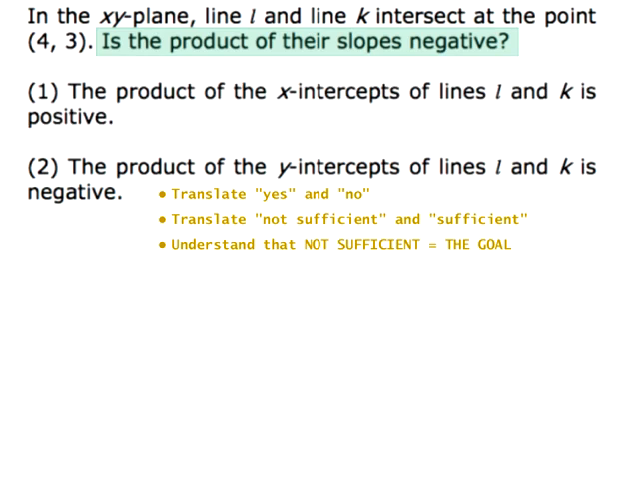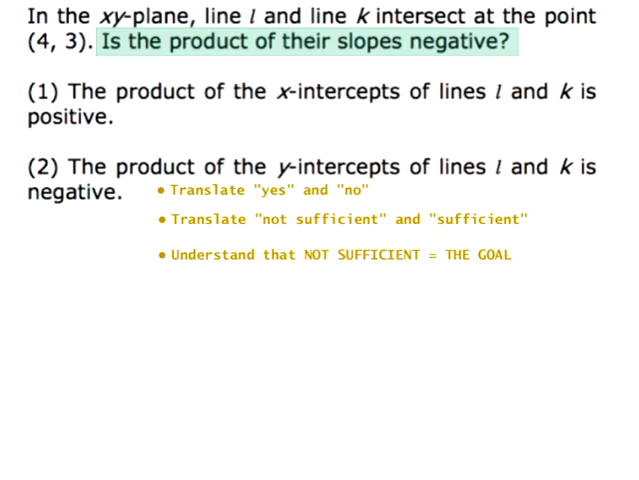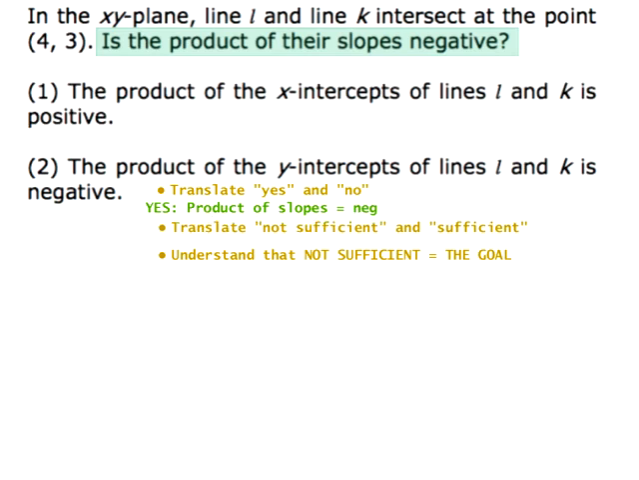Cool. Translate yes and no. Well, you have two lines. Is the product of their slopes negative? So a yes means the product of the slopes is actually negative. What does a no mean? It means the product of the slopes is... anybody? What does a no mean? Product of the slopes is either 0 or positive. Yeah. Make sure you don't forget about 0 as a case.